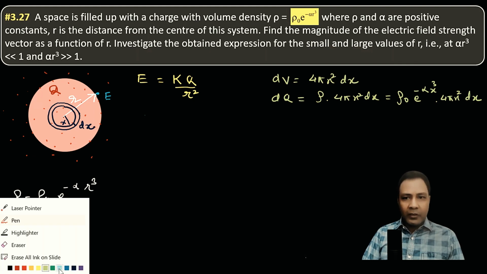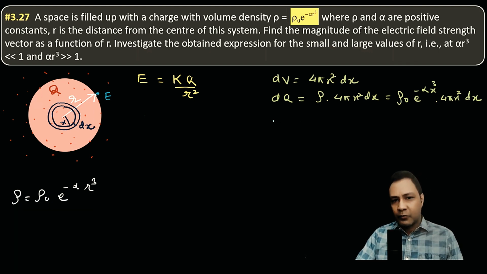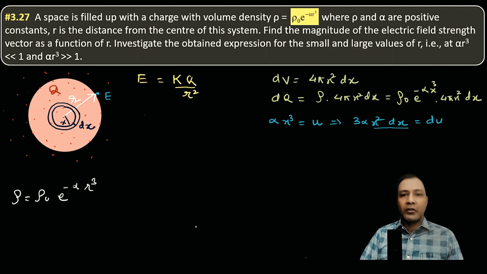The substitution that I'll take is alpha x cube equal to, say, some u. Then what will happen? Then 3 alpha x square dx will become du. So in place of x square dx, I'll put du by 3 alpha.